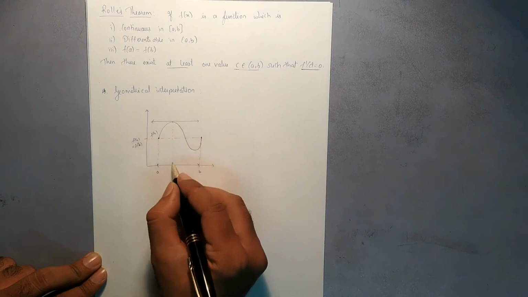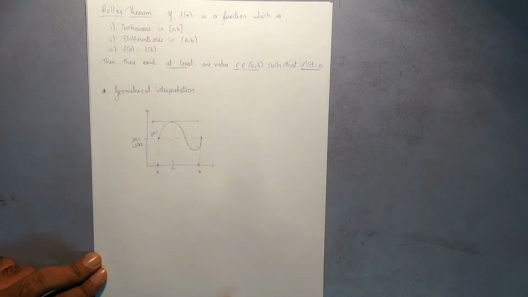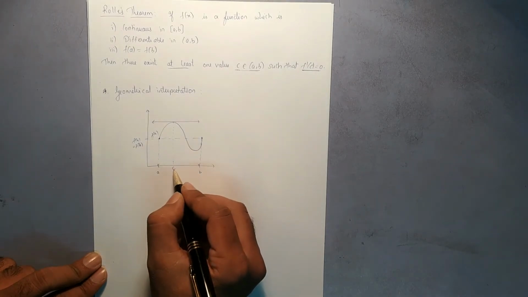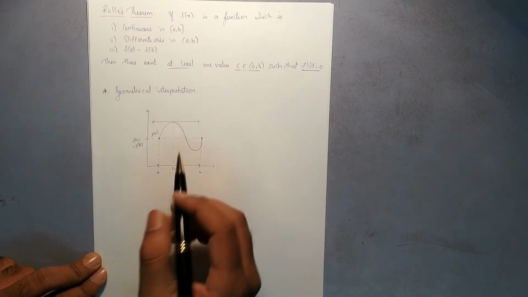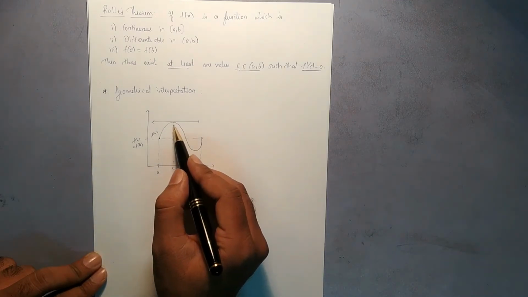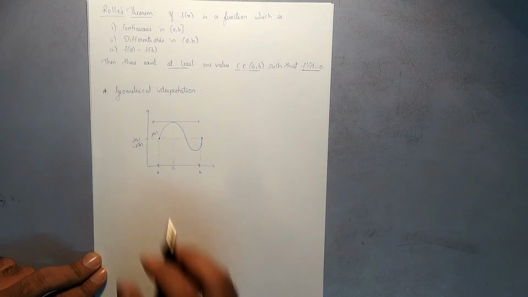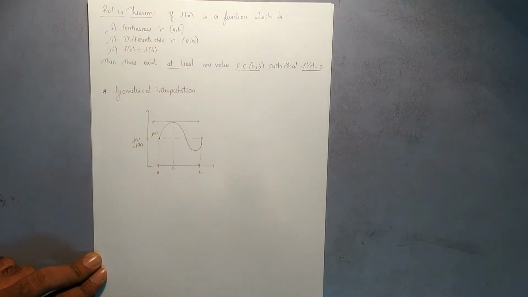So this point is c. This Rolle's theorem gives us the guarantee that there is at least one point c where the slope of the tangent is equal to 0, provided all these three conditions are satisfied for Rolle's theorem.